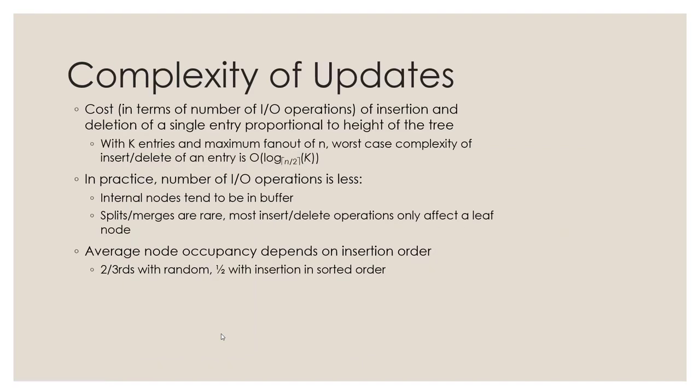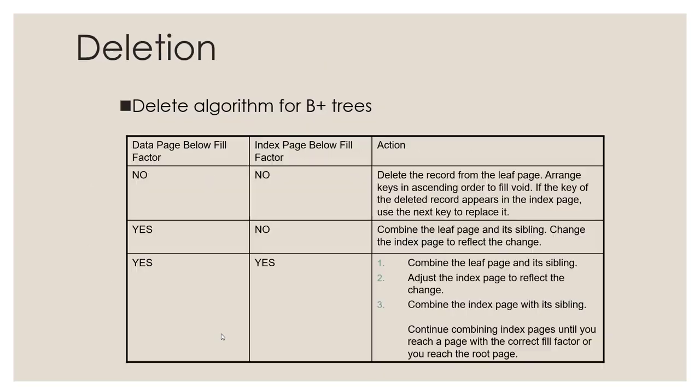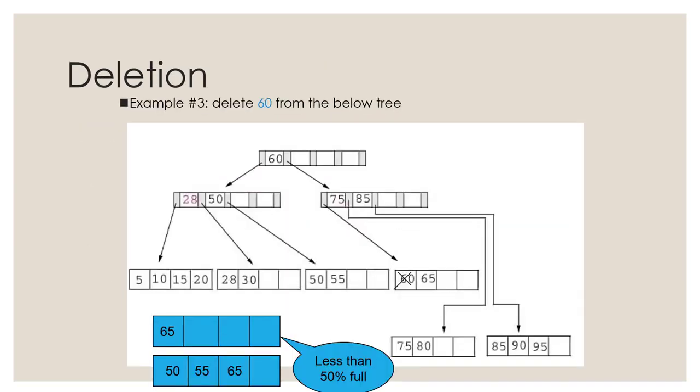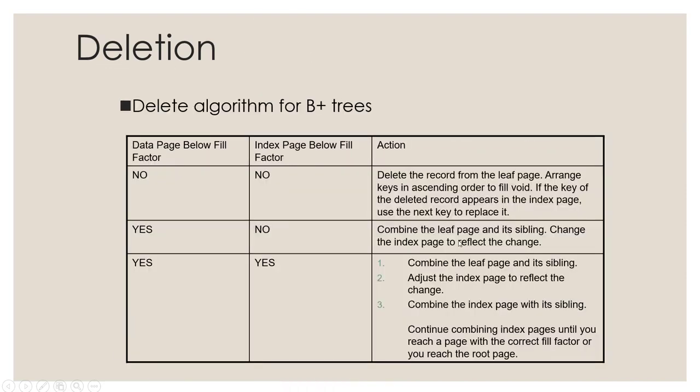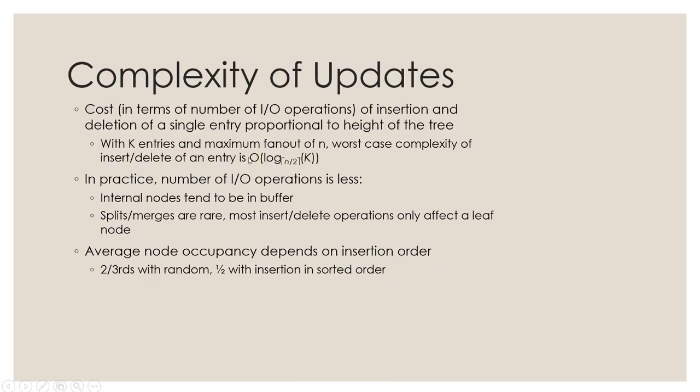Okay, so the complexity of having these updates. So update means inserting or deleting. Okay, so for a single entry, is proportional to the height of the tree. Okay, so this one has 3 levels. So if you have a really high one, there's gonna be more operations and index values to consider. Okay, so that's gonna be big O of log base ceiling of k over 2 of n.